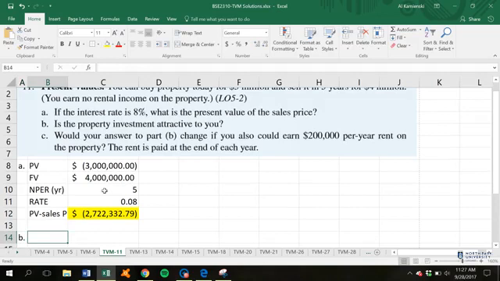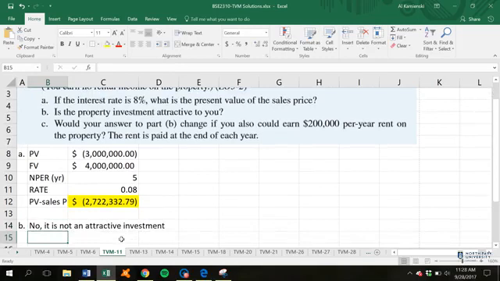So now when we go to answer point B, is the property investment attractive to you? This is where the beauty of present value comes in, because in essence what this says is that $2.722 million at a rate of 8% would grow over 5 years to be a future value of $4 million. Therefore, why would you pay $3 million today for something that was only worth $2.722 million? So the answer to part B is no. It is not an attractive investment.